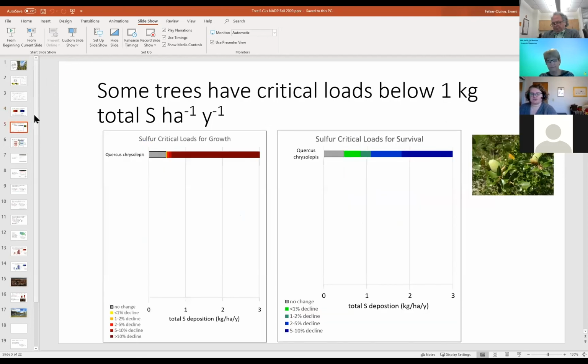Some of the tree critical loads calculated within this data set are low. The critical load can be as low here for Canyon live oak as about 0.5 kilogram of sulfur. And importantly, the exceedance decline points are also very low. So based on sulfur deposition, you would predict that Canyon live oak could see more than a 10% growth decline and a 2% decline in survival rate at a deposition level of 1 kilogram.